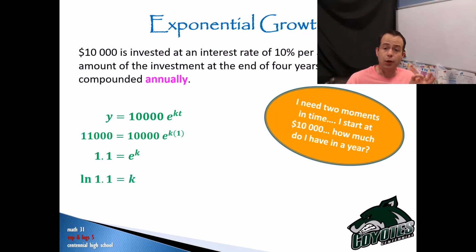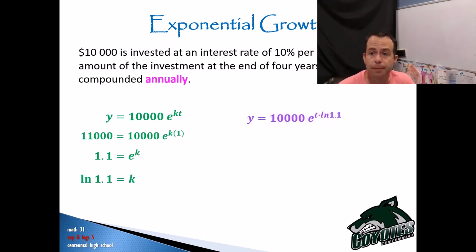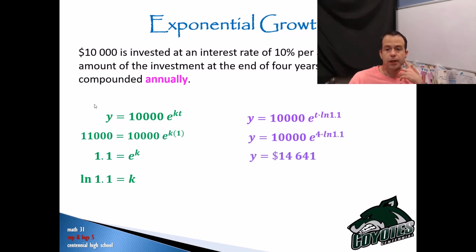So the equation for this would end up being y equals 10,000 e to the t times ln 1.1. Now I want this to happen for 4 years, so I just plug in 4 for t. And I'm good to go. Plug all that in my calculator and I get 14,641.